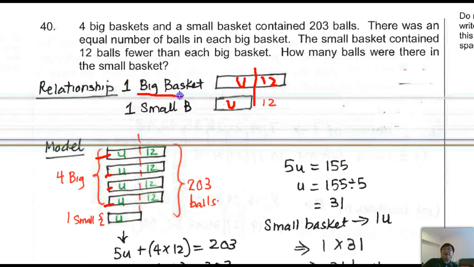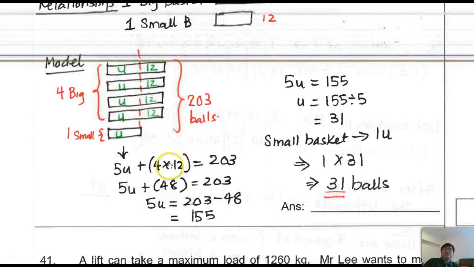So every big basket has U plus 12. You can see? So 4 of them: U plus 12, U plus 12, U plus 12, and U plus 12. 4 of them like this, and 1 small U, which is 1 small basket. These 4 plus 1 give us a total of 203 balls. Okay, so take a look again. Now let me shift this higher a bit. So there are 5 U here. 1, 2, 3, 4, 5.